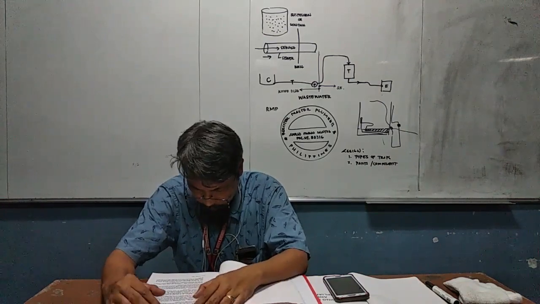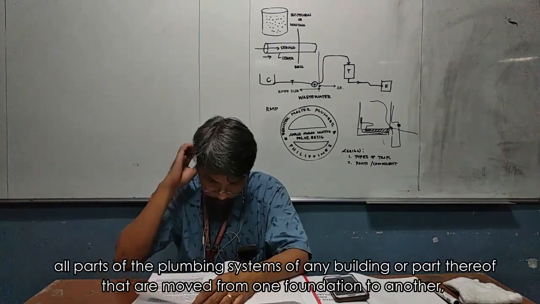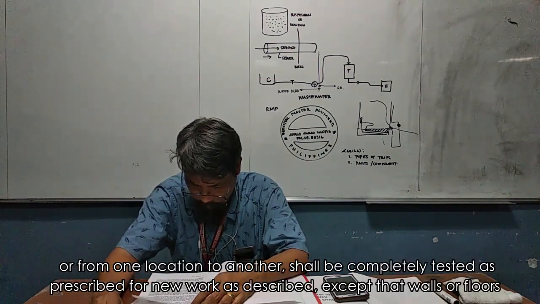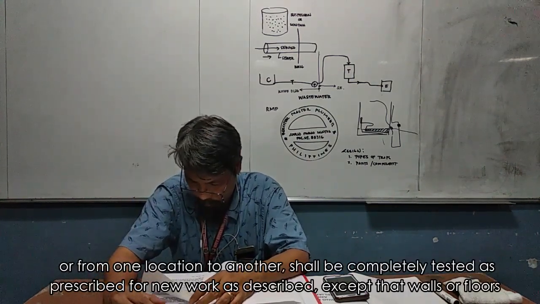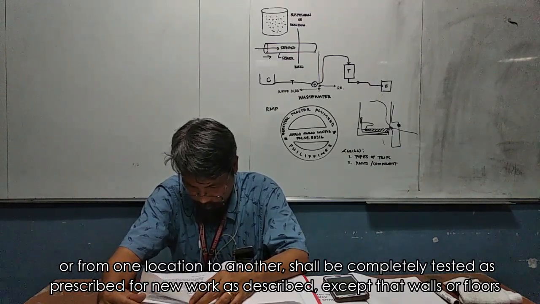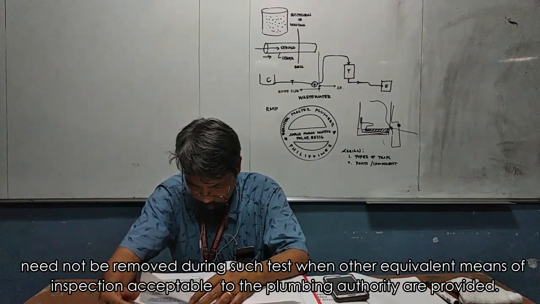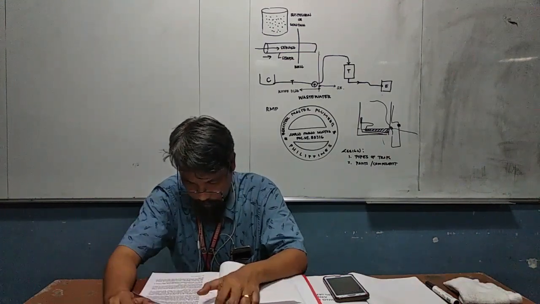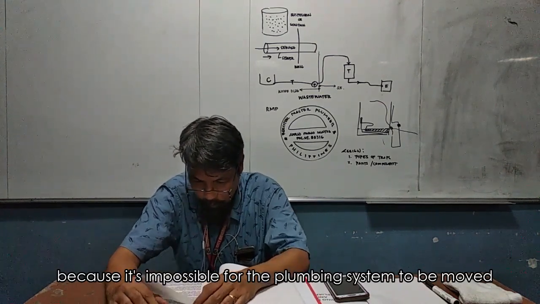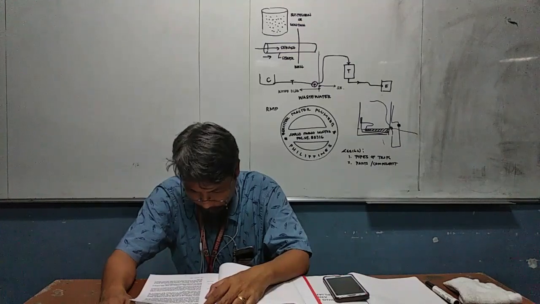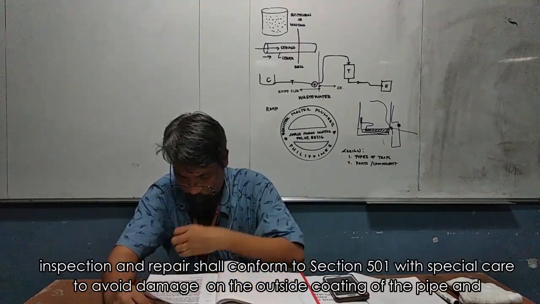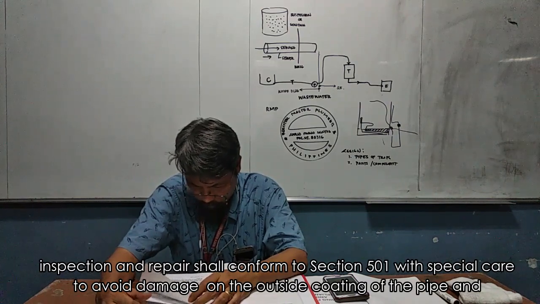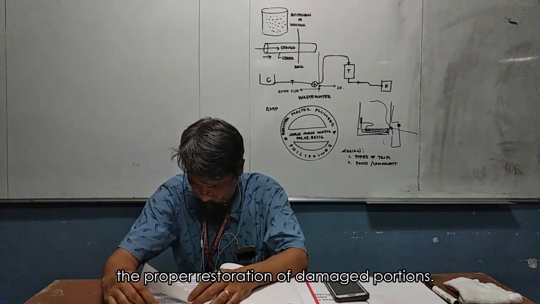Okay, next. Moved structures. All parts of the plumbing system of any building or part thereof that are moved from one foundation to another or from one location to another shall be completely tested as prescribed for new work, except that walls or floors need not be removed during such tests when other equivalent means of inspection acceptable to the plumbing authority are provided. Because it's possible for the plumbing system to be moved. Okay. Next, protectively coated pipe. Inspection and repair shall conform to section 501 with special care to avoid damage to the outside coating of the pipe and in the proper installation of damaged portions.